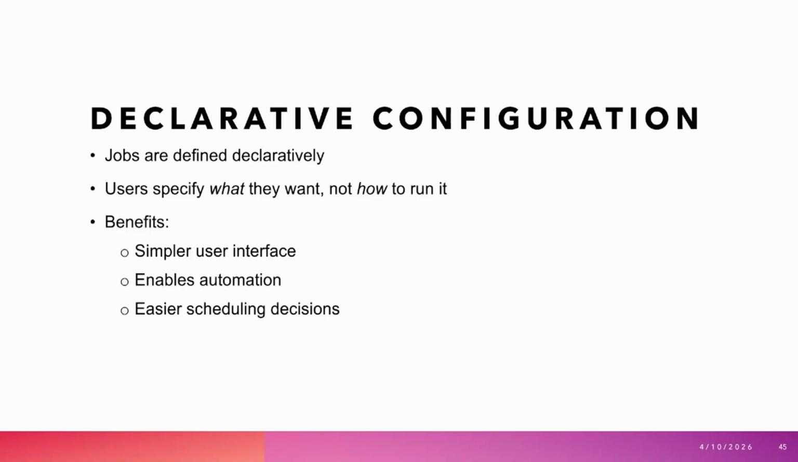It also makes automation much easier. Because the desired state is clearly defined, Borg can continuously work to maintain that state, for example by restarting failed tasks or reallocating resources as needed. In essence, the broad idea here is that declarative configuration shifts complexity away from the user and into the system, which is especially important in large-scale environments where manual management would very quickly become impractical.